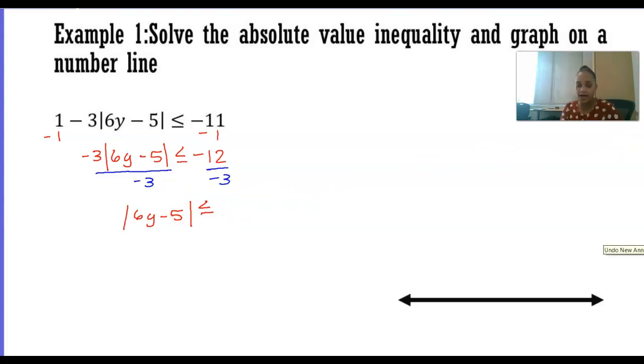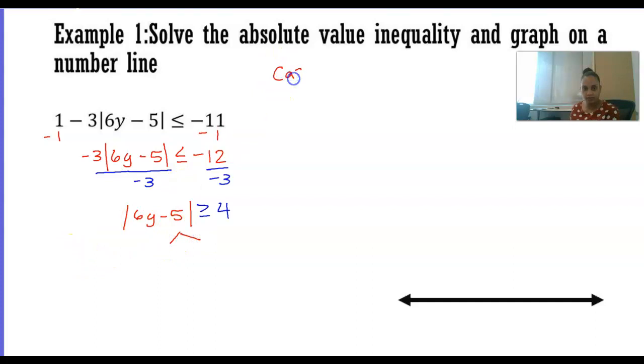If I divide by a negative number, what needs to happen to my sign? I need to flip it. So I have just divided by negative 3, so I need to make sure to flip that around like that. Let's continue. So I'm going to take my two cases from here.